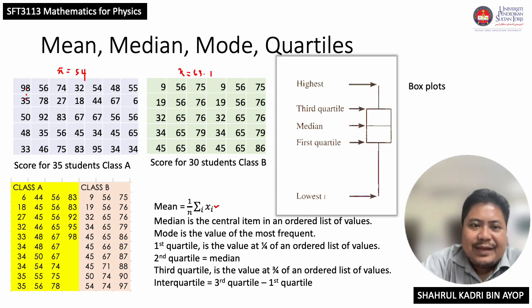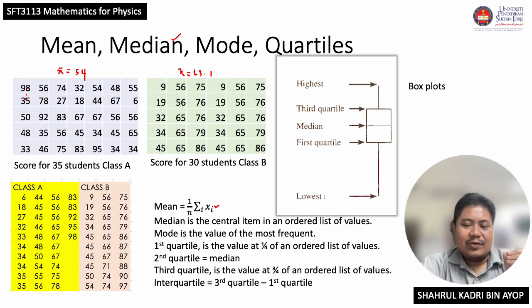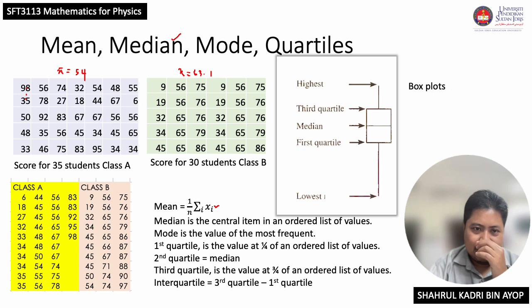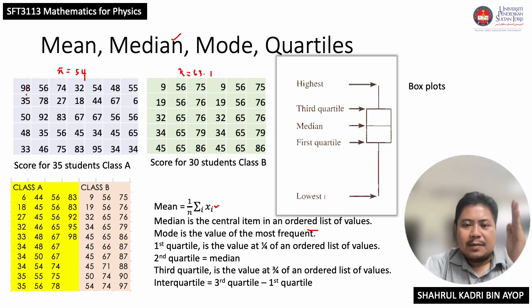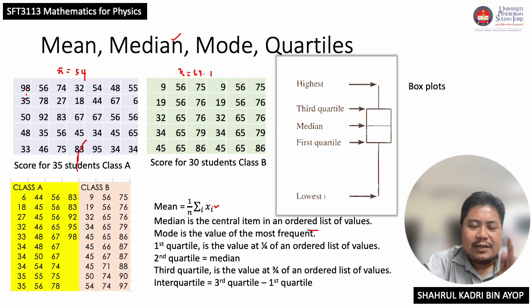Let's go to the median. What is the median? The median is the value at the center of an ordered list. What does it mean by an ordered list? It means that for these data sets, you have to arrange them from the smallest value to the highest value. In this case, we reorder into a new list starting from 6 to 98, and the value at the central location is at number 18, right?